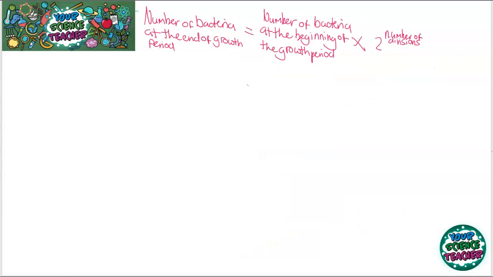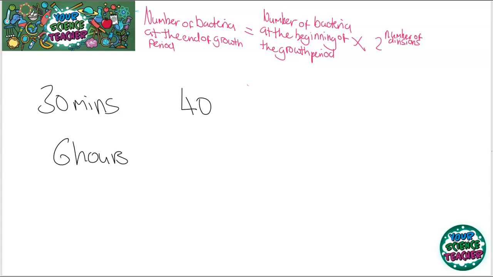Bacteria reproduce really rapidly, and you can actually use an equation to work out how many bacteria you're going to have at the end of a period if you know how many bacteria you had at the start and how quickly it takes for that bacteria to divide. For example, if a bacteria divides every 30 minutes, and there were 40 bacteria to begin with, and 6 hours have passed, I could work out how many bacteria I'm going to have at the end, because every 30 minutes, they're going to divide in 2. And I can use this equation to work out how many I'm going to have at the end.